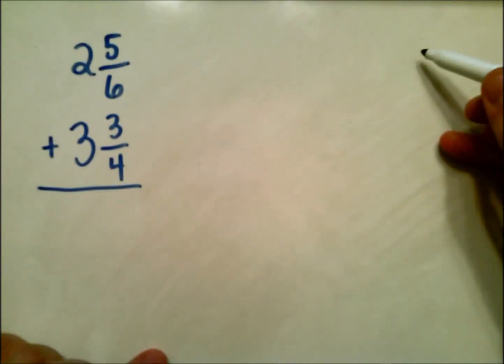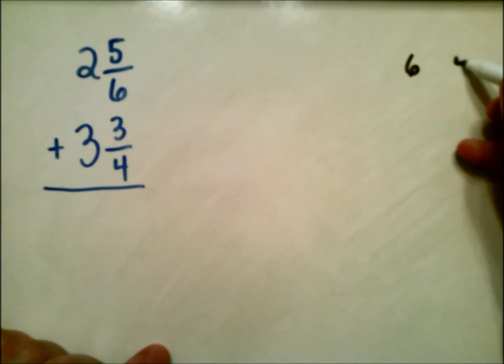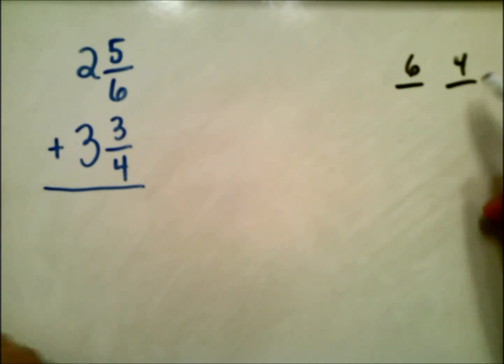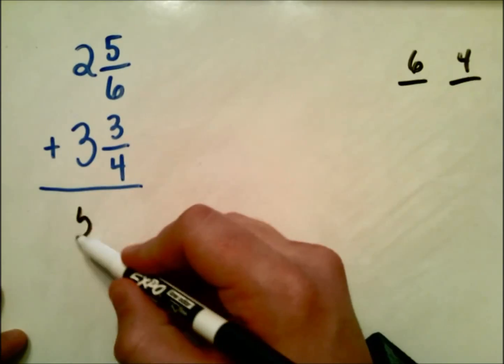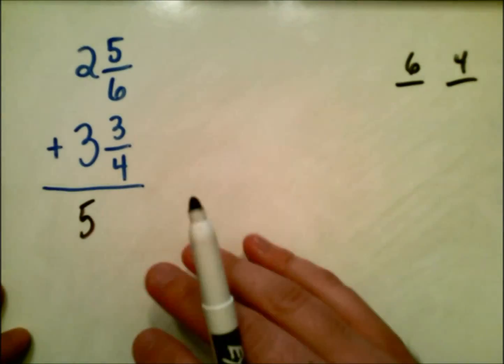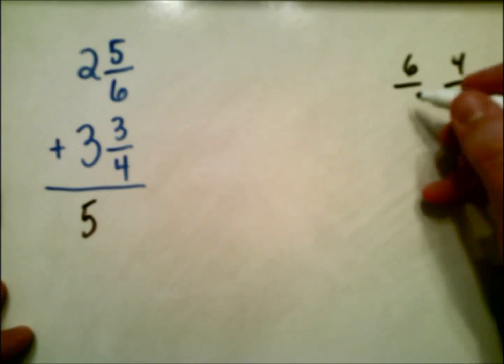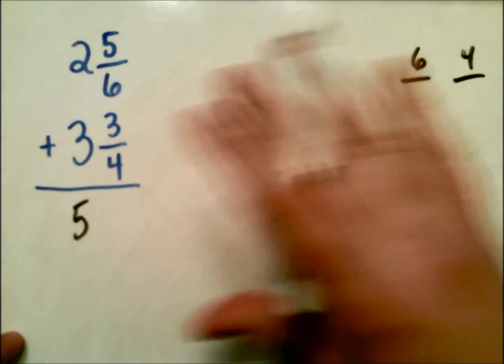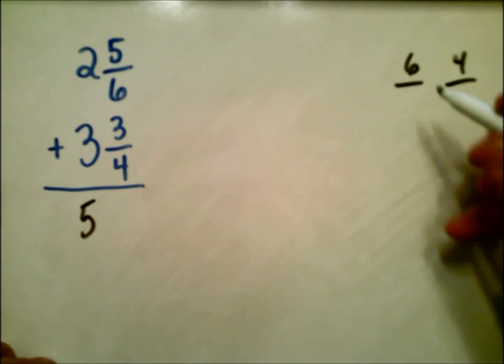Our denominators are unlike, so we're going to have to come up with a common denominator, but what I want to do first is just add up my whole numbers. 2 plus 3 is 5. That's something we'll have at the end. But let's go over our denominators. We're just going to add the fractions the same way and then put it all together at the end.